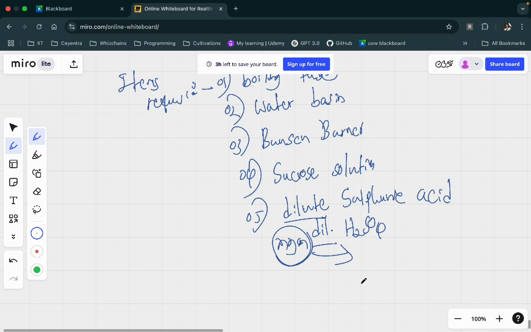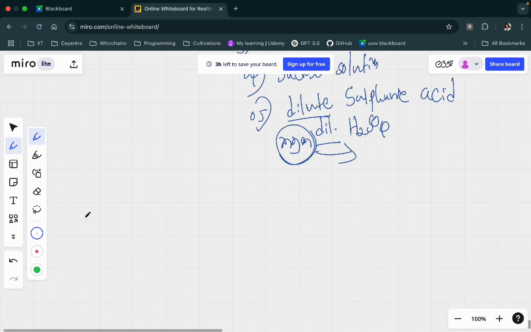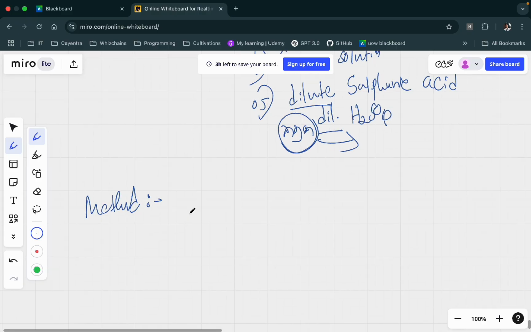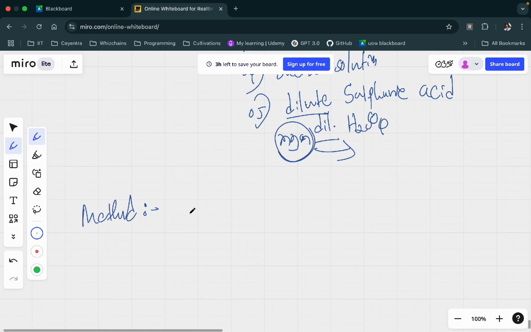Then next one is method. So here's how we can do it. As in the previous one, we need the boiling tube and we have our sucrose solution here.